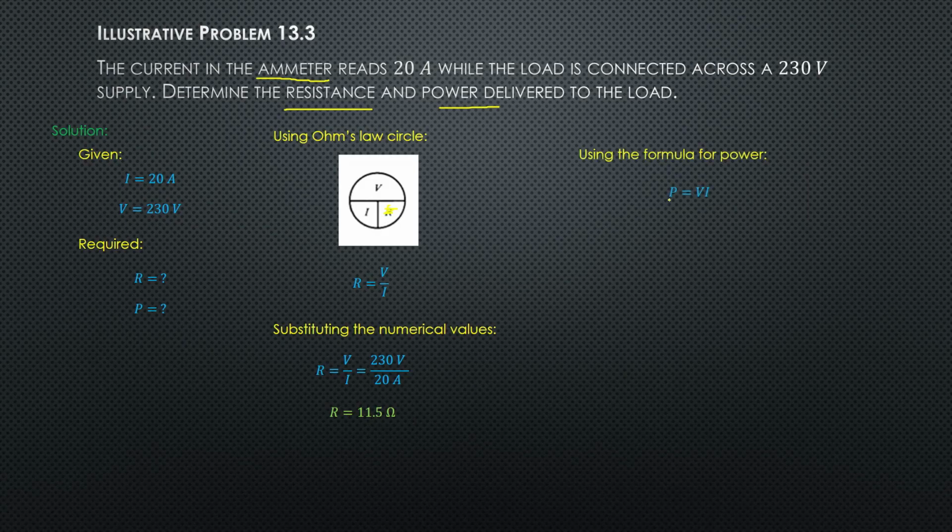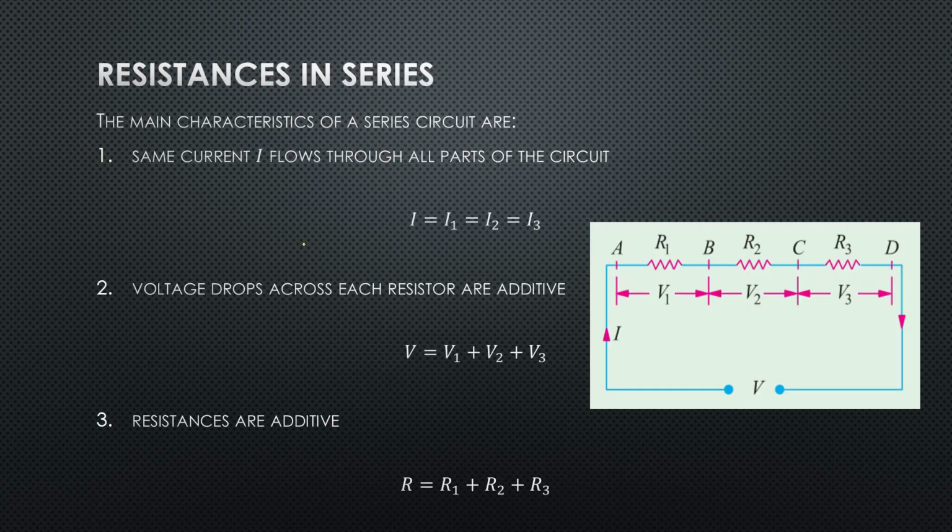Power is equivalent to voltage multiplied by current. Substituting the numerical values, power is equivalent to 230 volts multiplied by 20 amperes, and that gives you 4600 watts. Our next topic is resistances in series.